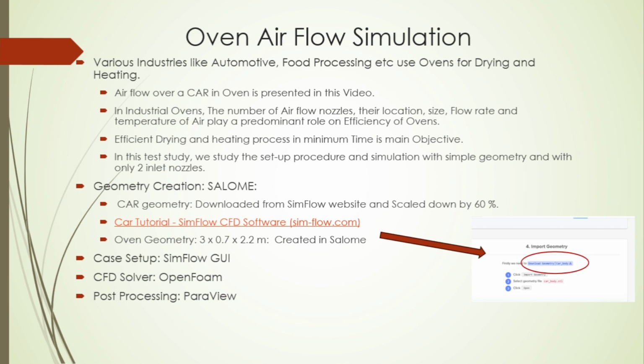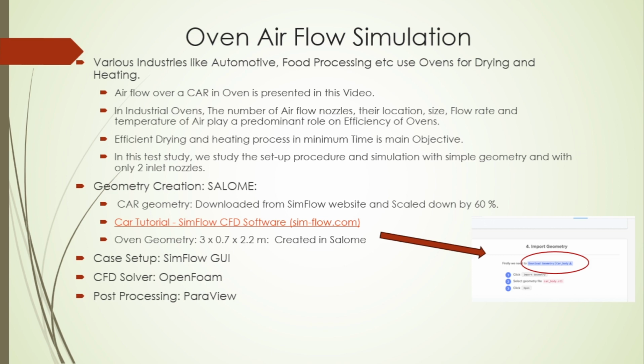In industrial ovens, the number of airflow nozzles, their location, size, flow rate and temperature of air play a predominant role in the efficiency of the ovens. Efficient drying and heating processes in minimum time is the main objective. In this test study, we study the setup procedure and simulation with simple geometry and with only 2 inlet nozzles.